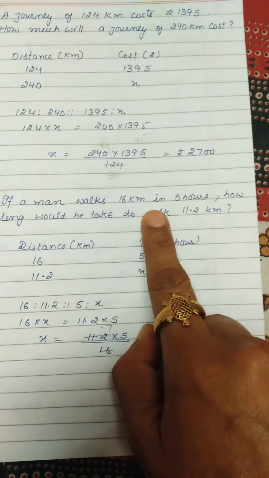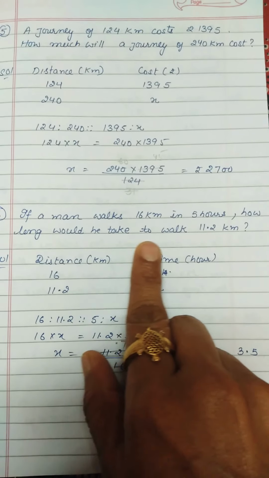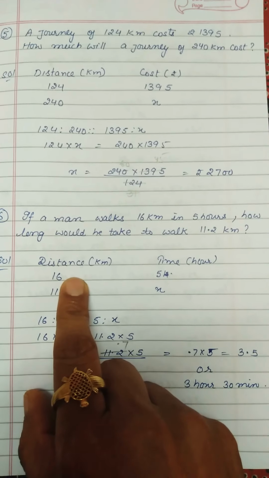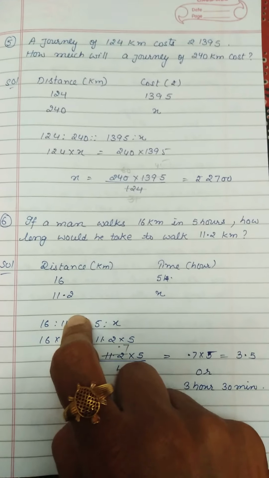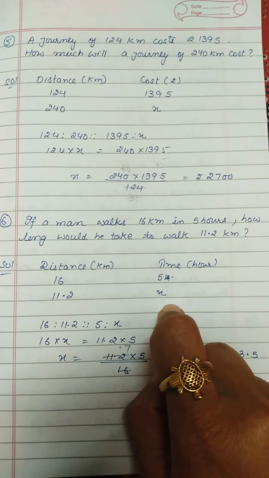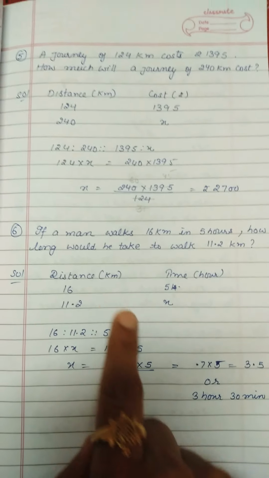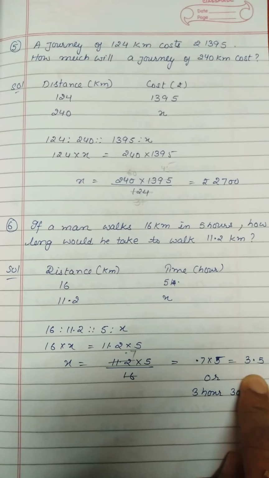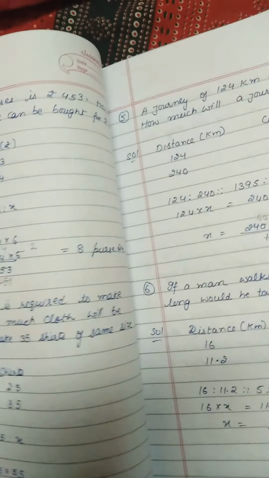If a man walks 16 km in 5 hours, how long would he take to walk 11.2 km? Just see, distance is 16, time is 5. Distance decreases, so time should decrease. So this is direct proportion. Arrange them. Product of extremes is equal to product of means. You can see this is 3.5 hours, or it can be 3 hours 30 minutes.